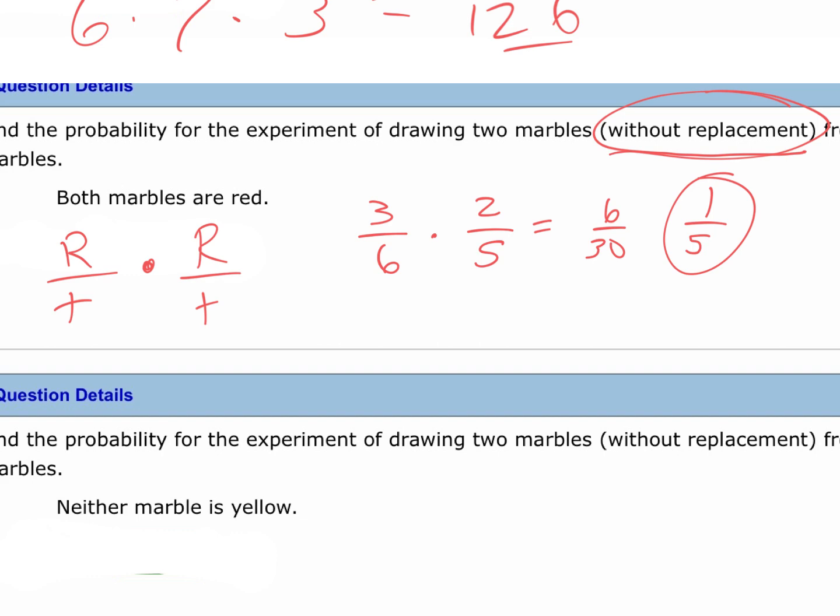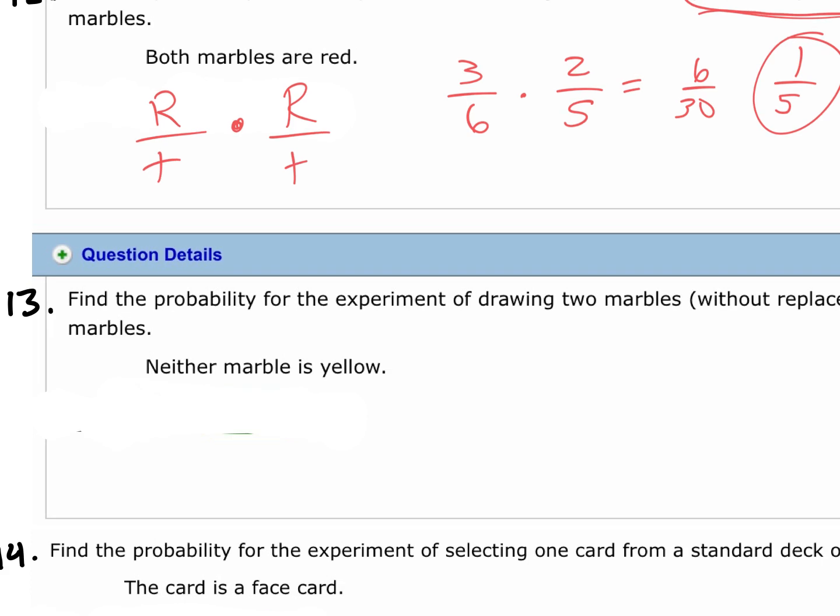All right, what does this question mean? Neither marble is yellow. So it's not yellow, right? You want not yellow 2 times.